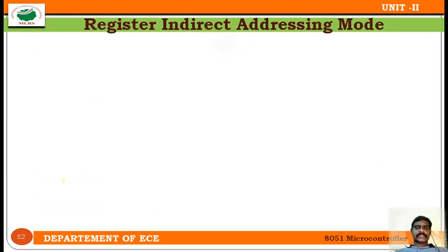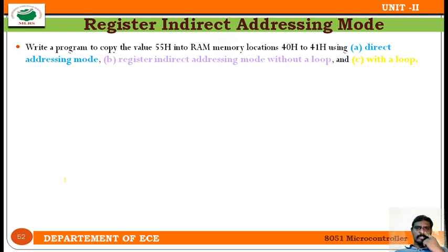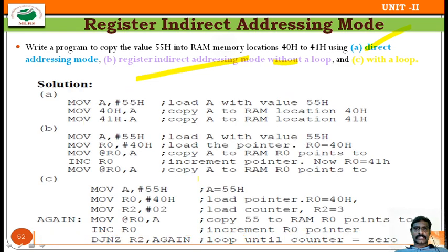Okay, then register direct and register indirect addressing mode. Let's take an example here. Write a program to copy a value of 55H into the RAM memory locations 40 and 41 using what we studied now: direct addressing mode and register indirect addressing mode, without loop and with loop. So these are the examples.